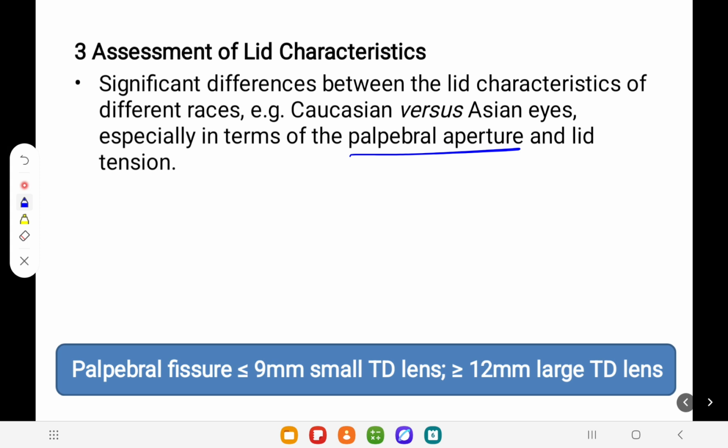Yes. So why is it important? If the palpebral fissure is smaller, then we must think of a small total diameter lens. If the palpebral fissure is larger, we must think of a larger total diameter of the contact lens. They are directly proportional.